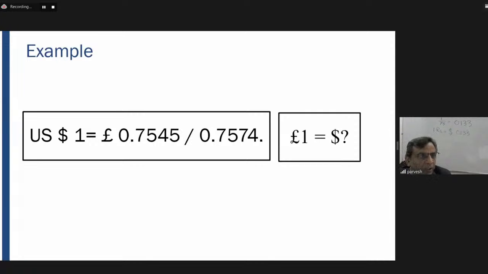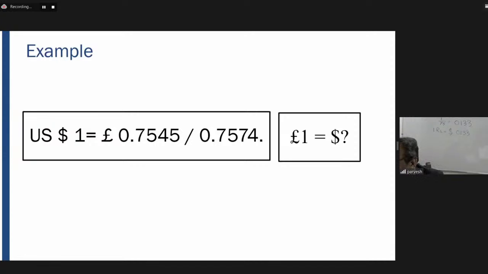So if we have to look at what is direct and indirect quote. Now the first quote is basically a direct quote in England but indirect quote in USA. And now we want to convert that into a direct quote in England. This is a direct quote in USA. We look at the right hand side, so we find dollars. So this is a direct quote in USA. How much 1 pound will cost in USA, in terms of dollars, or we can say it's an indirect quote in England.